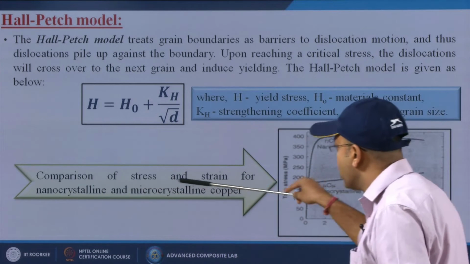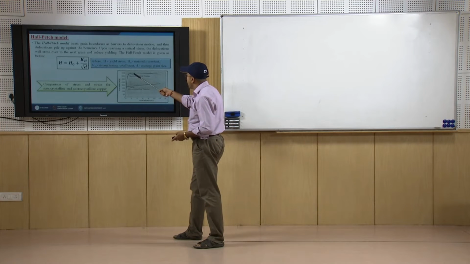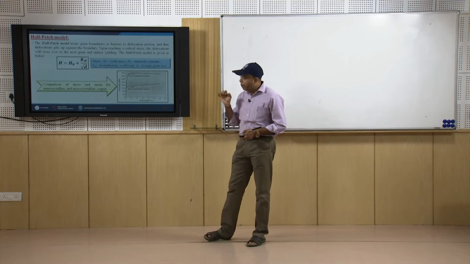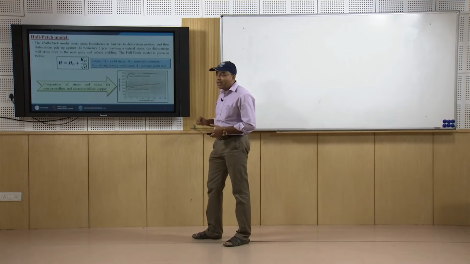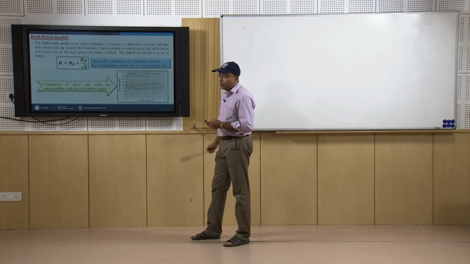So here is the comparison of stress and strain for nanocrystalline and microcrystalline copper. Here the true stress is shown on the y axis, and the unit is megapascal, and this is the true strain in percentage on the x axis. When it is microcrystalline copper, it shows stress up to maybe 200 megapascal, but when the nanocrystalline copper has particle size in the nano scale, around 400 nanometers, the true stress is going around 400 megapascal. That means when we are decreasing the particle size from micro to nano, the true stress of that material almost doubles.